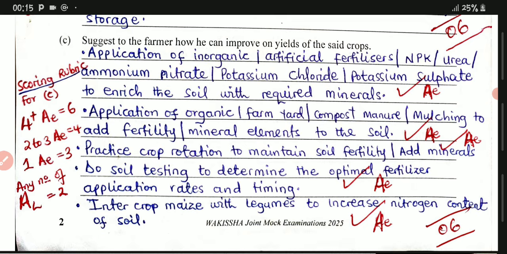Then 2, application of organic farmyard manure or compost manure or mulching to add fertility or mineral nutrients into the soil. Then practice crop rotation to maintain soil fertility. Remember, this farmer was growing only maize and cassava year after year. Then do soil testing to determine the optimum fertilizer application rate and timing. Then intercrop maize with legumes to increase the nitrogen content.